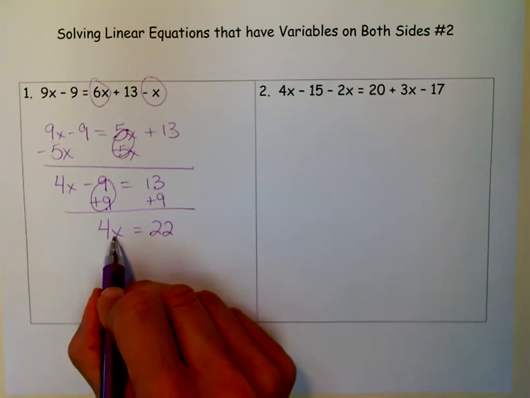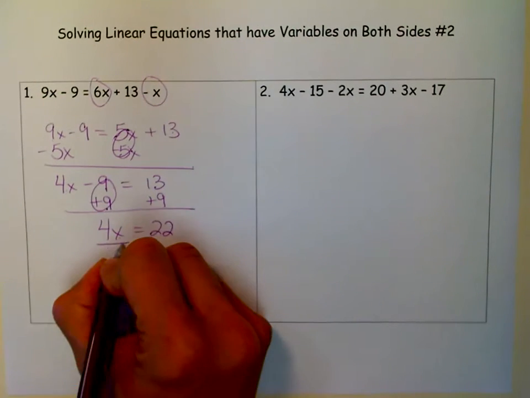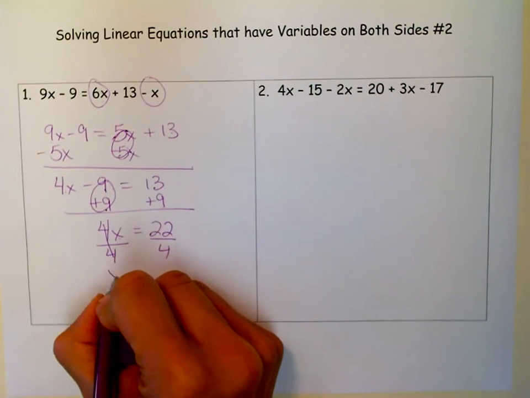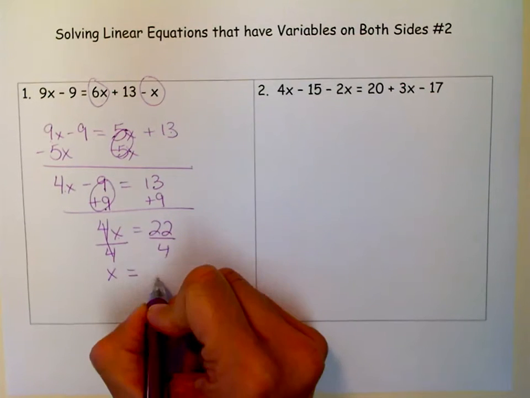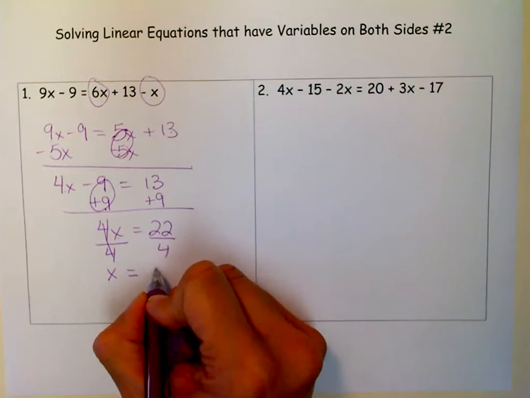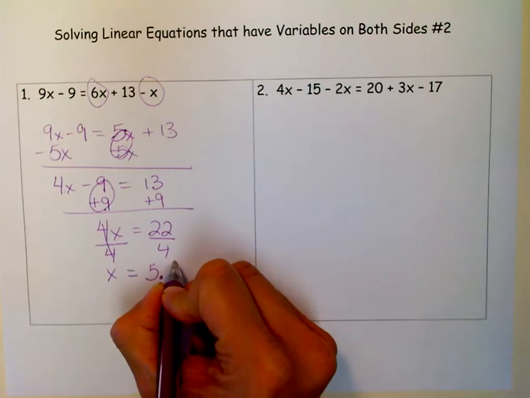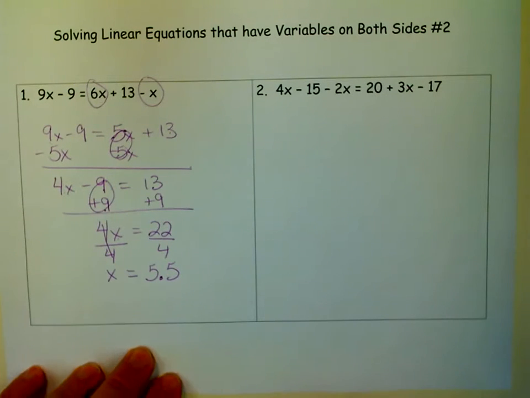So now I need to get rid of the 4. It's being multiplied by x, so the opposite of multiplication is what I do, which is dividing by 4. 4 divided by 4 is 1, and 1 times x is x. And 4 goes into 22 5 times, and then there were 2 left over, and 2/4 would get me a half. You could say 5.5 too, and we will leave it as 5.5.